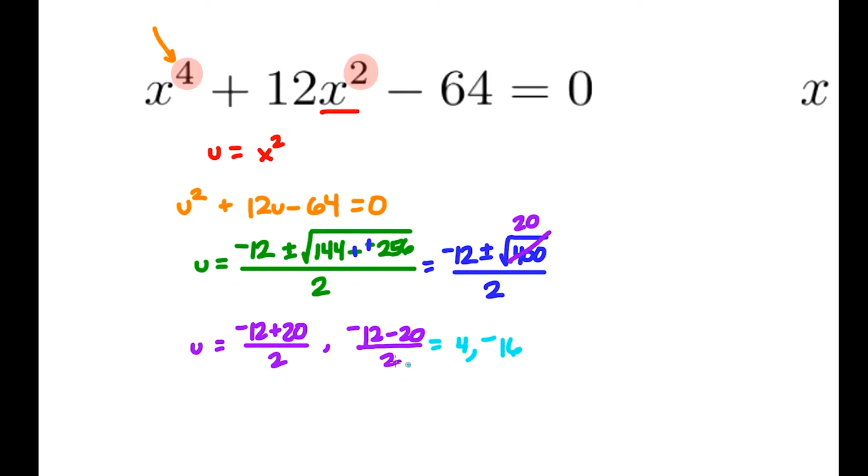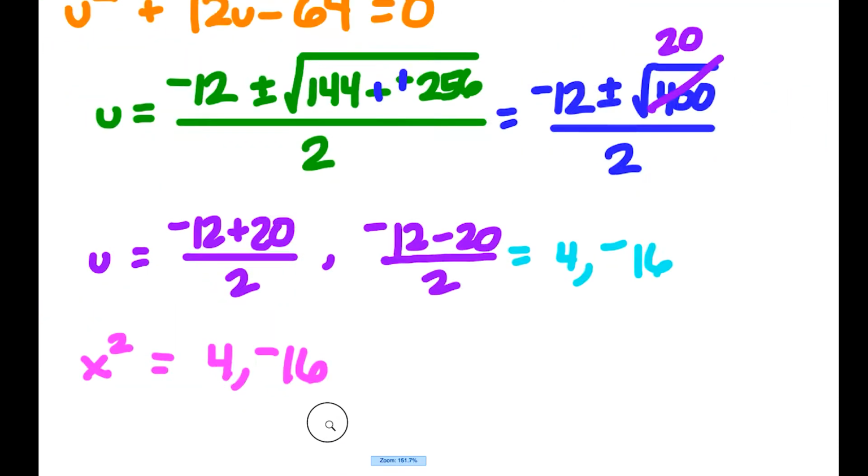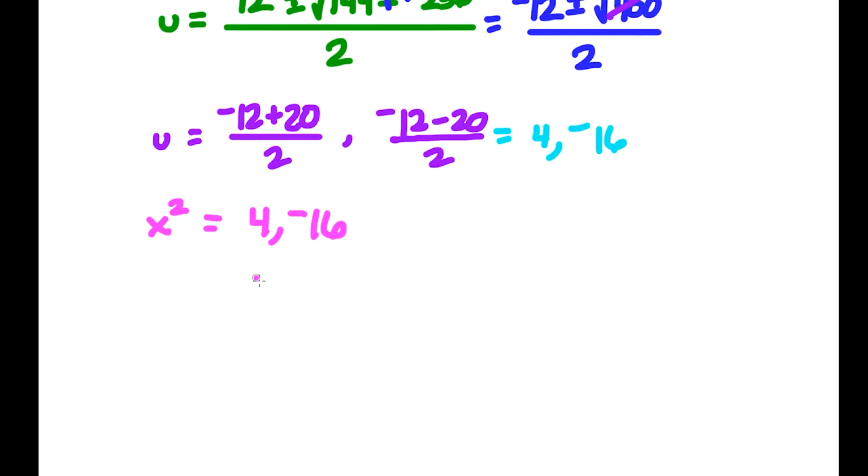Okay. Now from here, instead of u, I need to solve for x. So u is equal to x squared. So technically x squared is going to be equal to 4 and negative 16. So if I do the square root of each of these, you're going to end up with plus or minus 2 and plus or minus 4i, since you're doing the square root of a negative. And that ends up being your answers for this one.